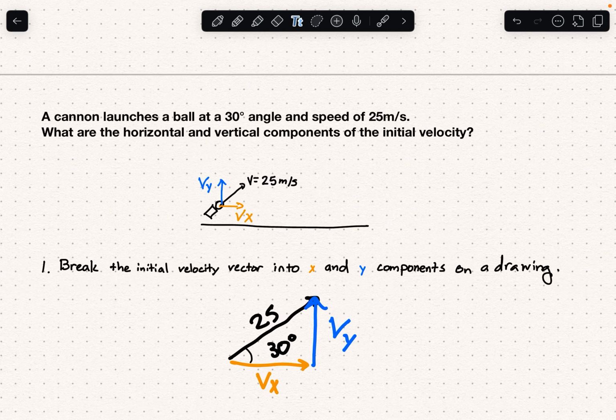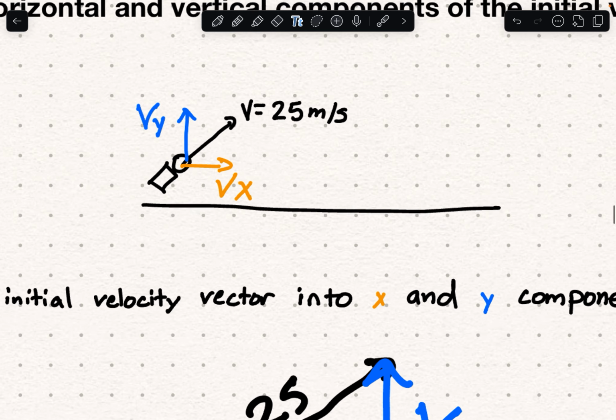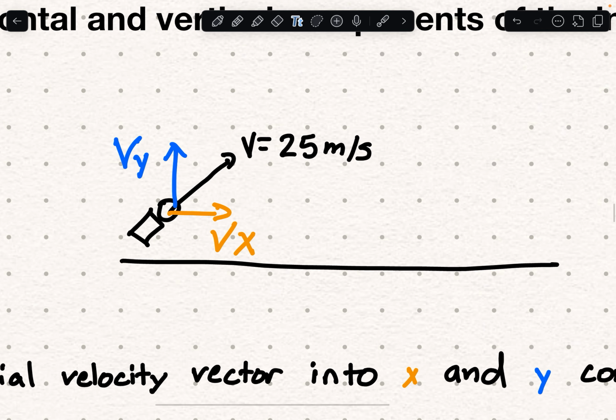A cannon launches a ball at a 30-degree angle and a speed of 25 meters per second. What are the horizontal and vertical components of the initial velocity? I've made a sketch to illustrate what this problem is describing. There's my terribly drawn cannon, and there's my initial velocity of 25 meters per second.